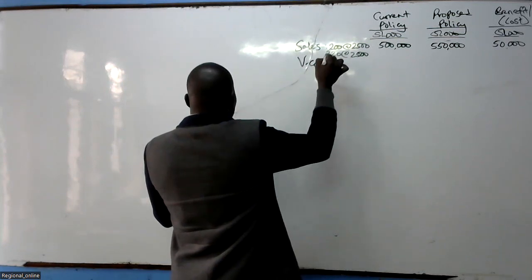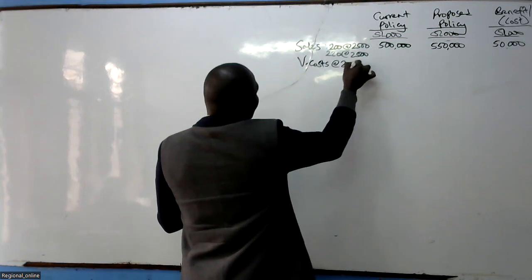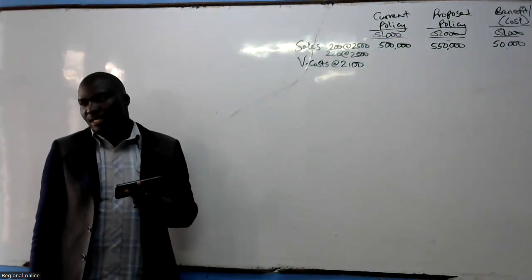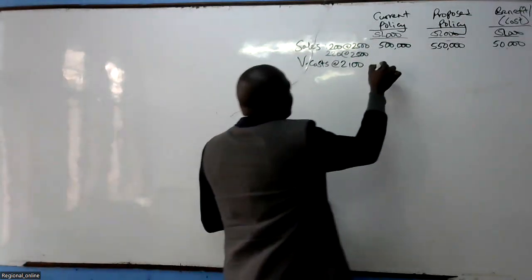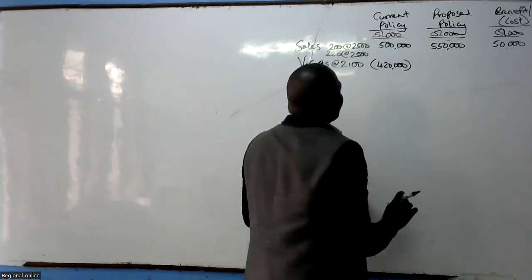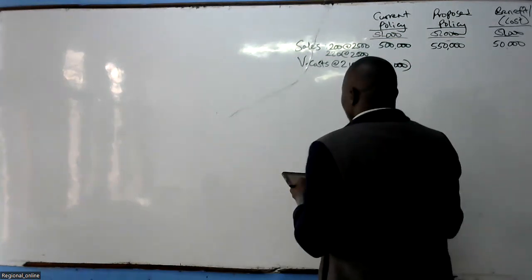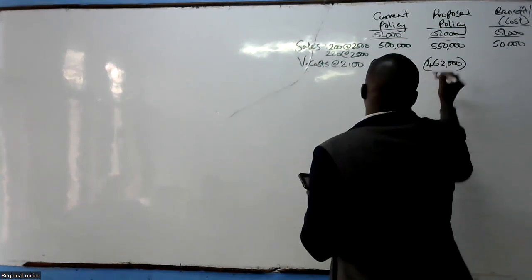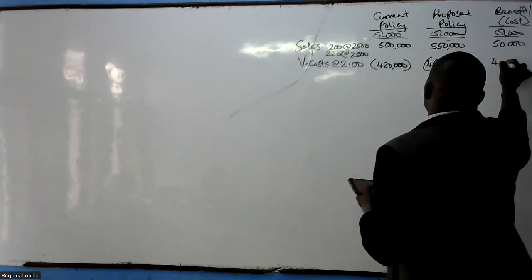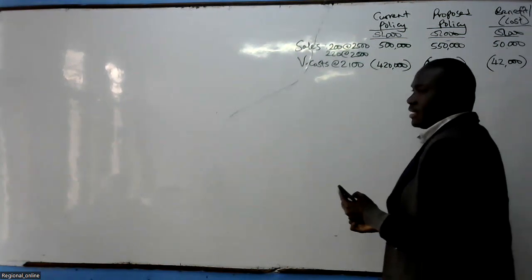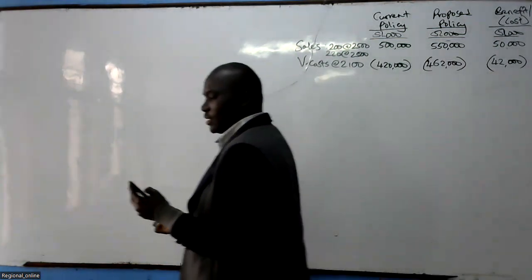Variable cost per unit is how much? 2,100. So 2,100 times 200 or 420,000. 2,100 times 220 or 462,000. So variable costs are increasing by how much? By 42. Good or bad? That's a cost going up still.